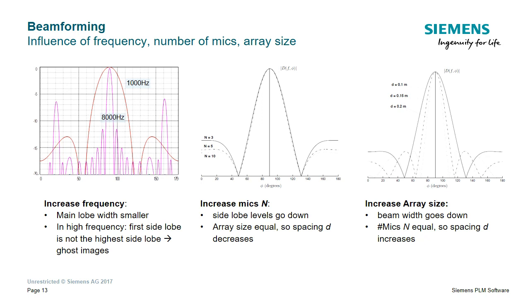And on the right, we see what happens if you increase your array size but keep the number of microphones equal, so the spacing actually increases. You see that when you do that, your spatial resolution actually gets better. That was also reflected in the formula that I mentioned earlier, where we say that spatial resolution is proportional to the wavelength multiplied with the ratio between the distance and the diameter of the array. So if you make the diameter of the array bigger, then your spatial resolution gets better in general.